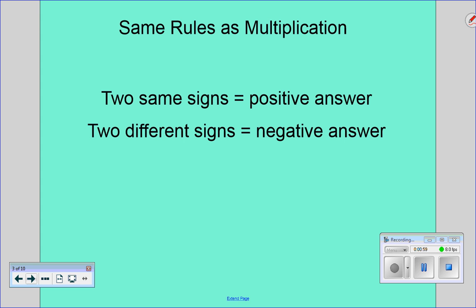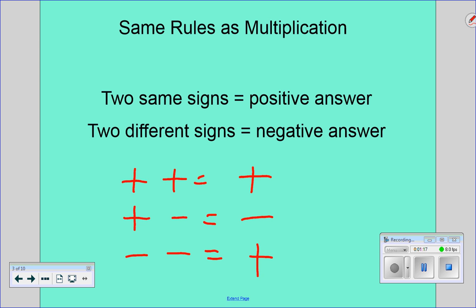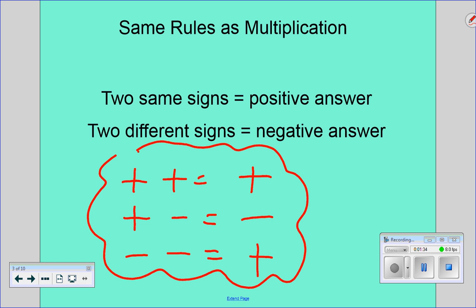Perfect. Nice work. So here's the good thing. It's the same rules as your multiplying integers. Okay? So two same signs. So if you have this, guess what? That's the answer. If you have this, guess what? That's the answer. If you have this, guess what? That's the answer. It's the same signs and the same rules you use for multiplying integers. Exactly the same. So there should be no guessing.